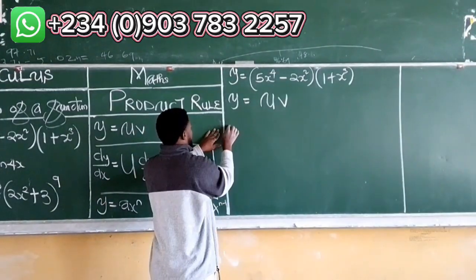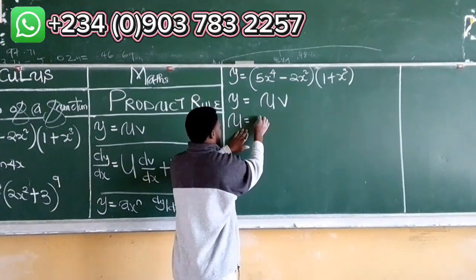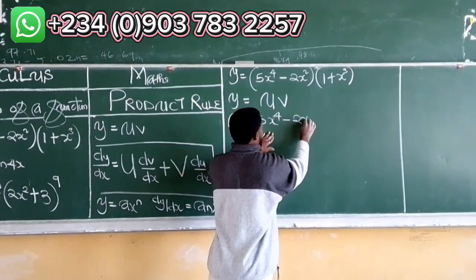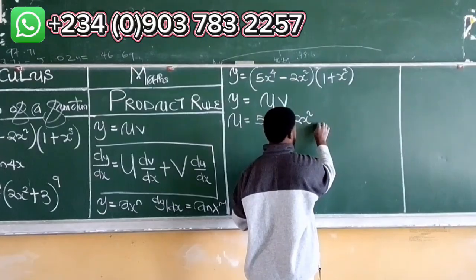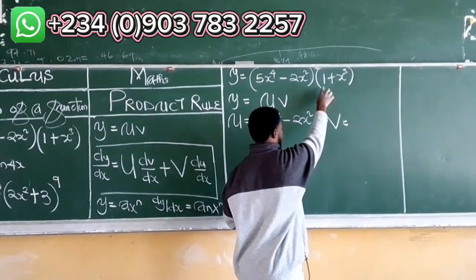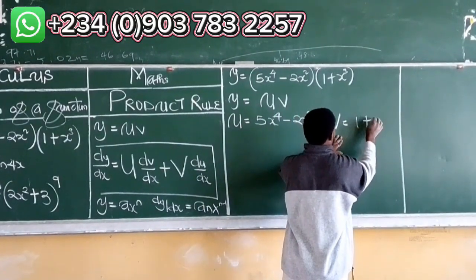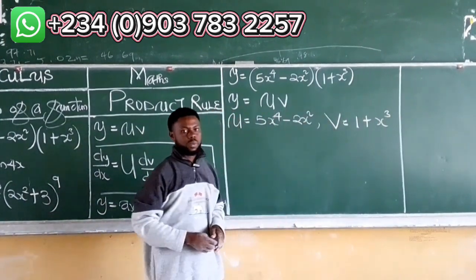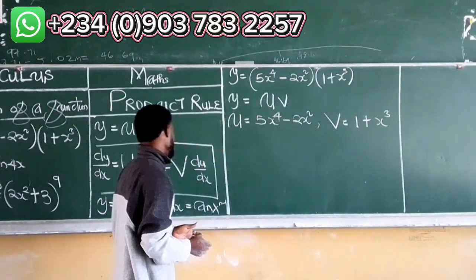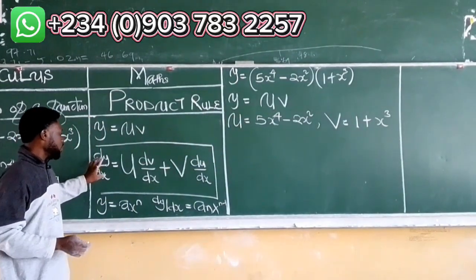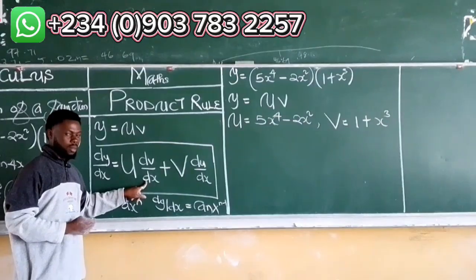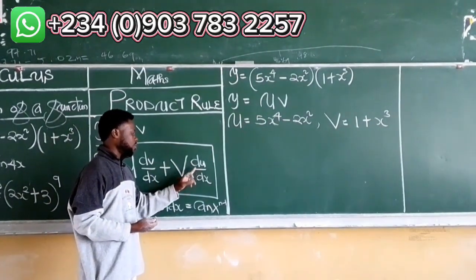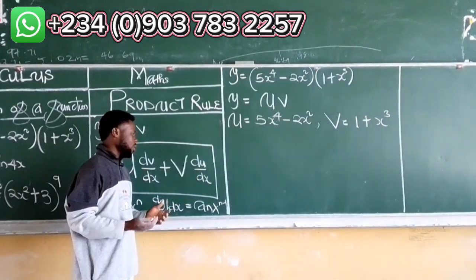Now that means u is equal to 5x raised to the power of 4 minus 2x squared, while v becomes 1 plus x raised to the power of 3. Now the next step is that we are required to get dv over dx and du over dx from the general formula given.